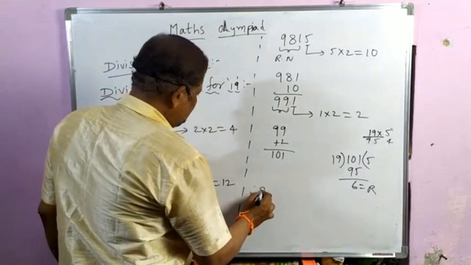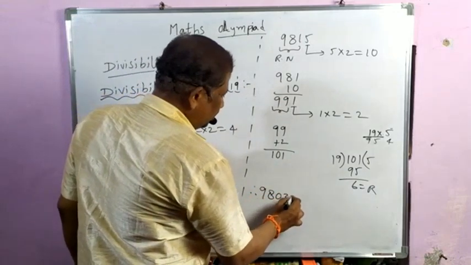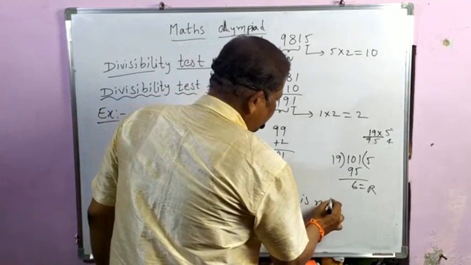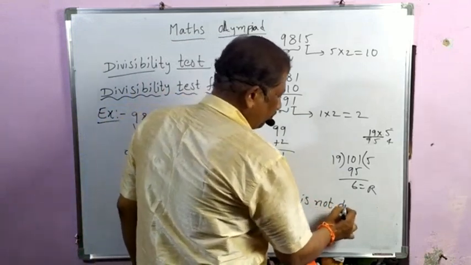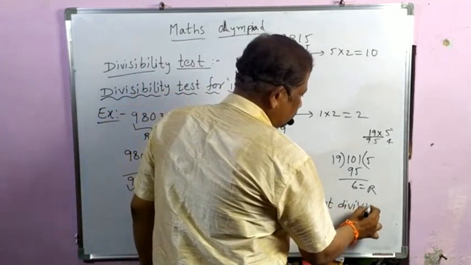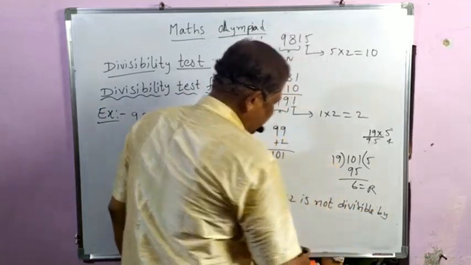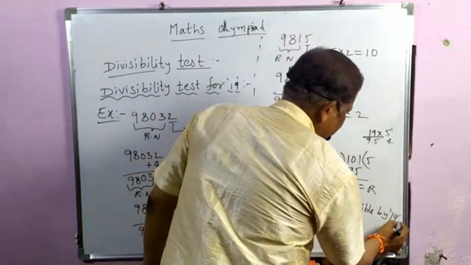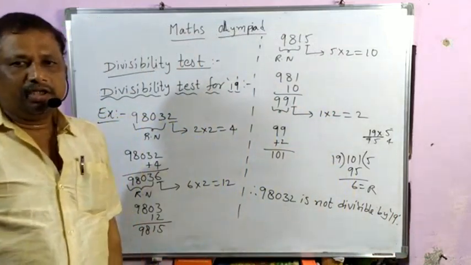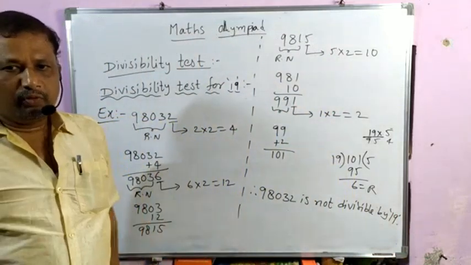So therefore 98032 is not divisible by 19. Okay. Next, divisibility test for 20.